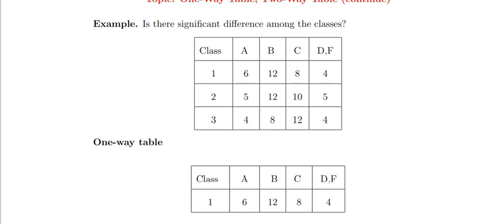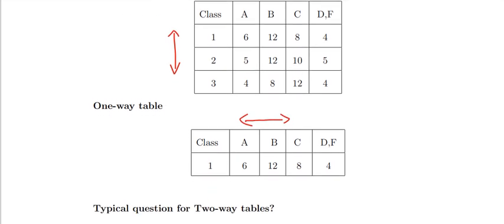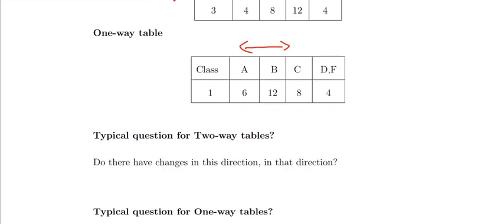Like here, does changing this direction make a difference? Or do these three classes have quite the same grade distribution, or a significant difference? So for a one-way table, we can say that changing this direction makes a difference. In this example, we say changing this direction makes a difference. Such a problem is not so interesting.